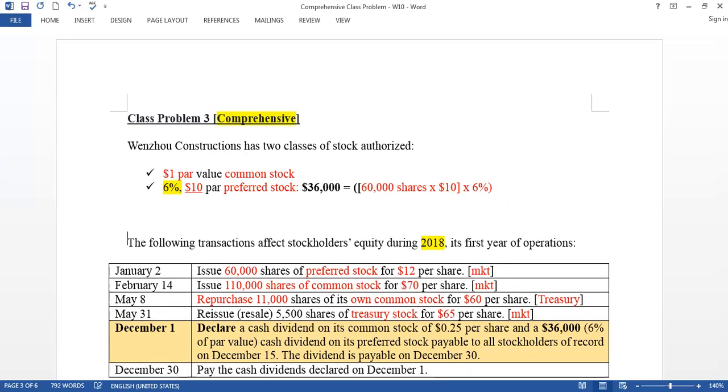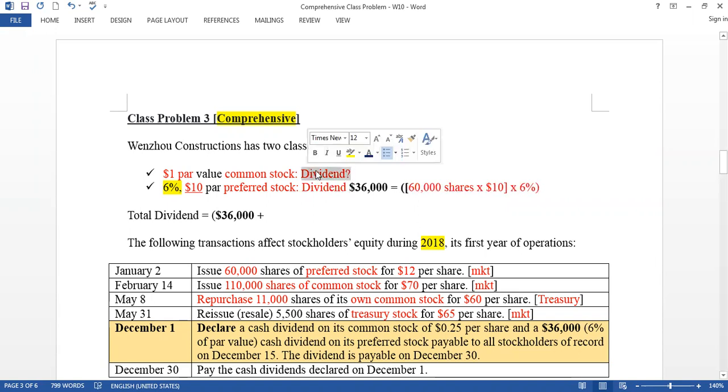Clear? So we have two types of dividend. You already found the amount of dividend for preferred stock. So what is the total dividend? $36,000 for the preferred stock, plus we have to find the dividend for common stock.